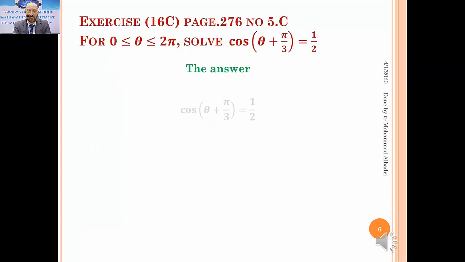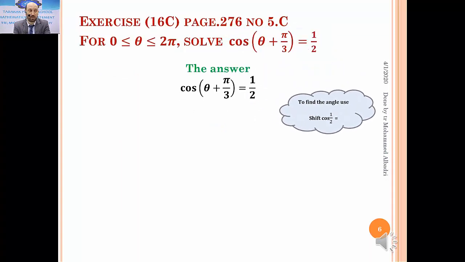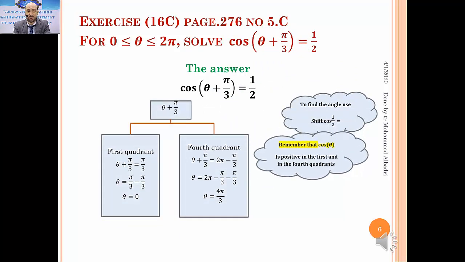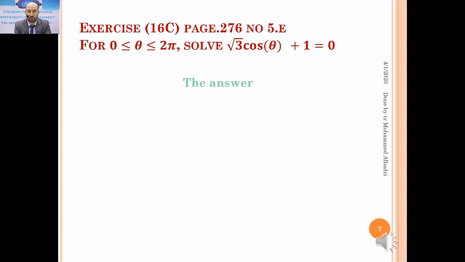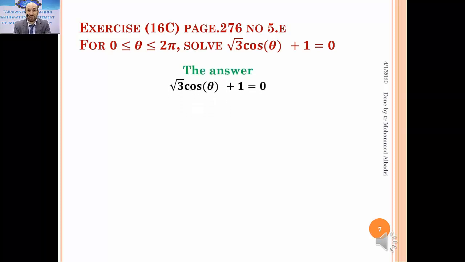Now we are going to the next exercise, 16C, page 276, number 5e. For theta greater than 0 and smaller than 2 pi, solve square root of 3 cosine theta plus 1 equals 0. To solve it, we move positive 1 to the right side, so it will be negative 1, and after that divide by square root of 3, so cosine theta equals negative 1 over radical 3.